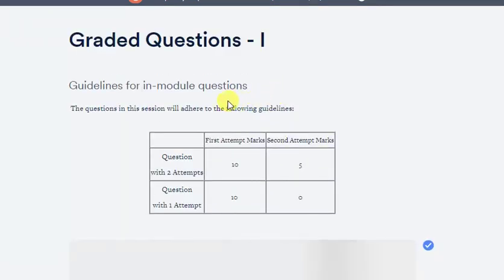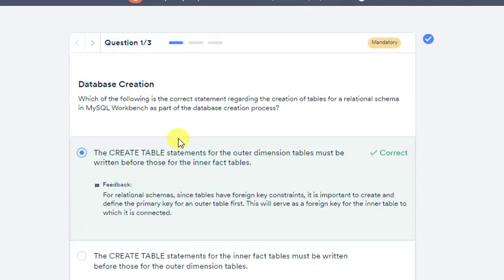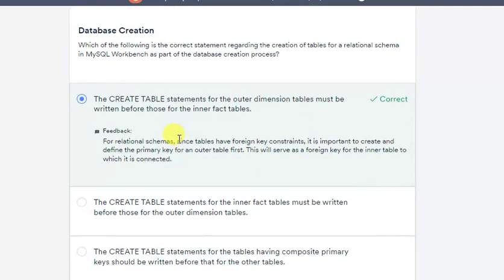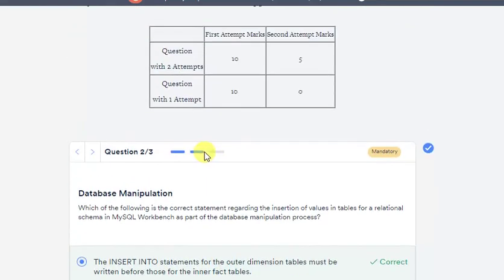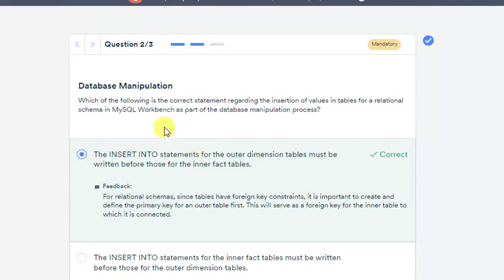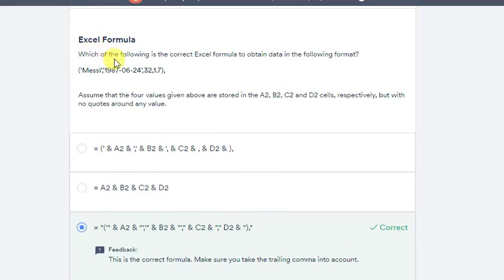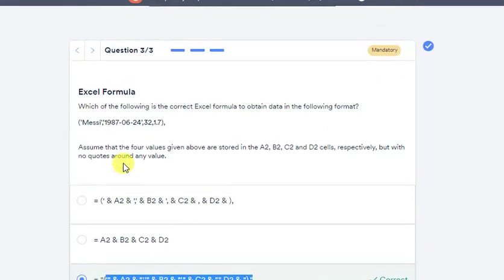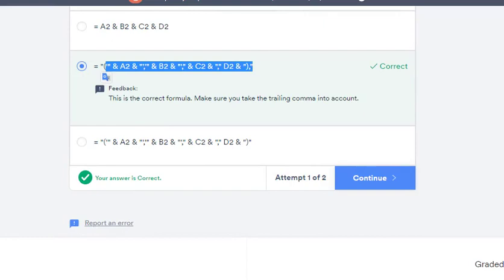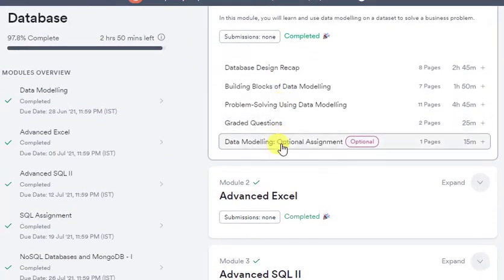Now, first graded question. The same database we have used here also. And this is a question. Data manipulation, the following. This is the theory part actually. Okay, Excel formula. So this formula we have to use for this question, right? Then this part is over.